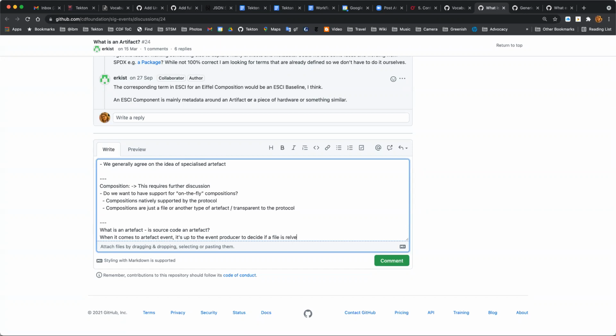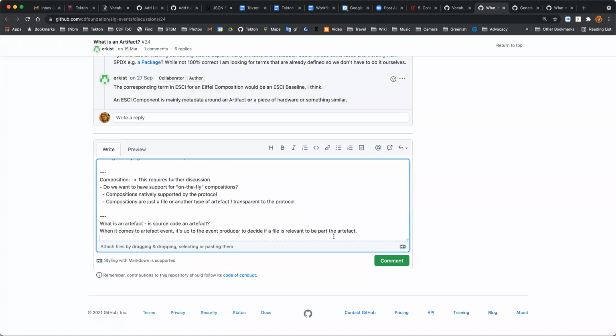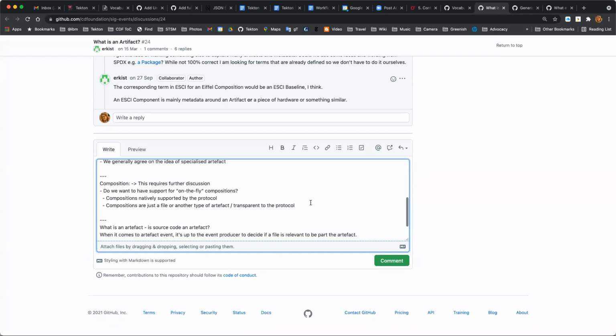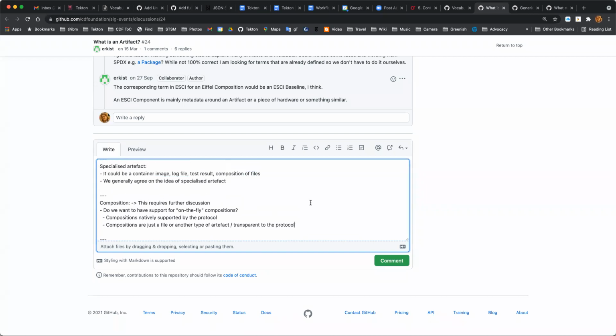For my use case, it would be fine to say that a composition is a specialization of an artifact, because the things that we say hold true for an artifact, meaning that it has an ID and name, possibly version and some other things, for me that is true for compositions as well. It becomes an issue for compositions which are defined in the event itself. Okay.